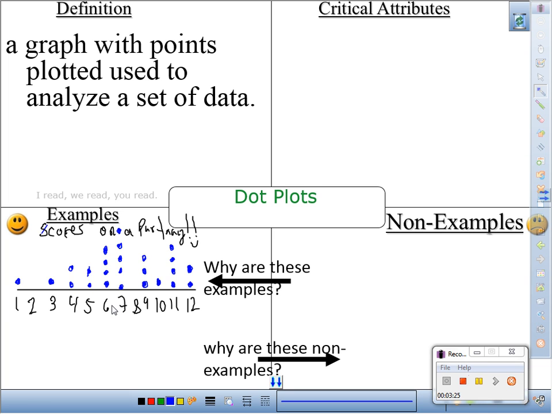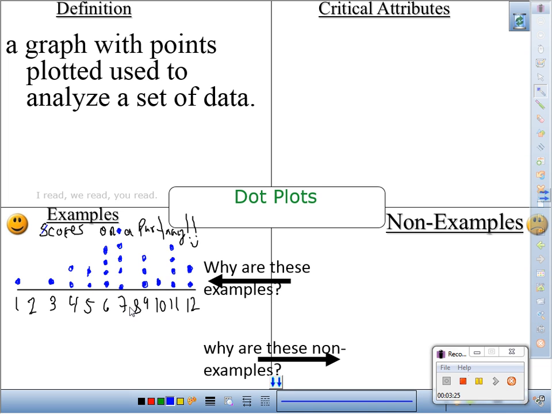Okay, here goes the question again. Where did most of the class score? Not what was the score that repeated the most. Where did most of the class score? Andrew? 6 or higher. Does everybody see that? That most of the scores were up here. That's what these dot plots are used for when people analyze information.